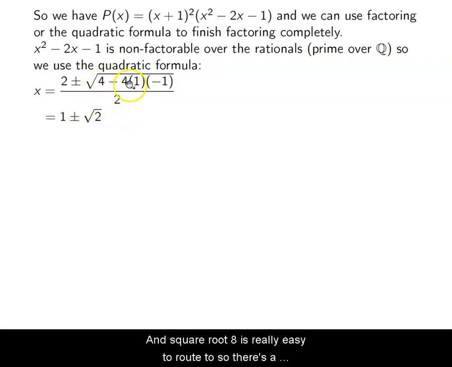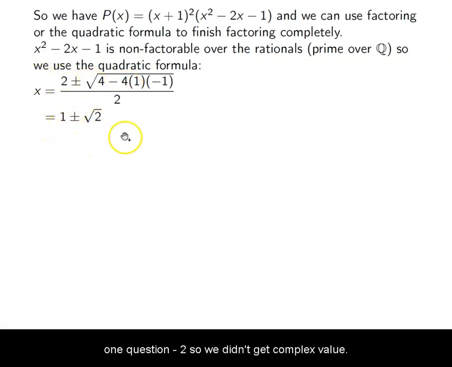And square root 8 is really 2 root 2. So there's a 2, a 2, and a 2. That all gets to cancel. And we have 1 plus or minus root 2. So we didn't get complex values.